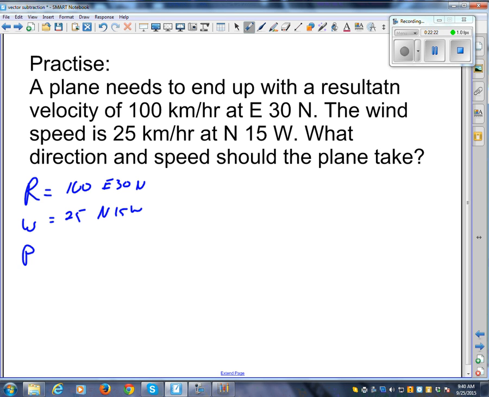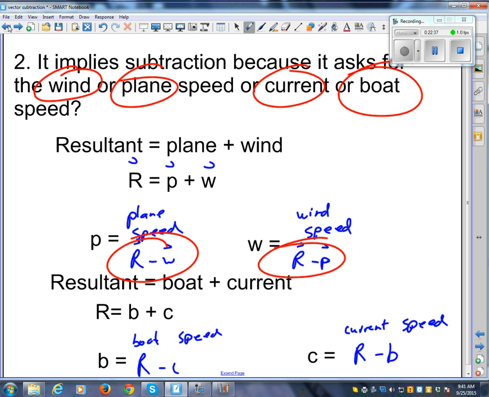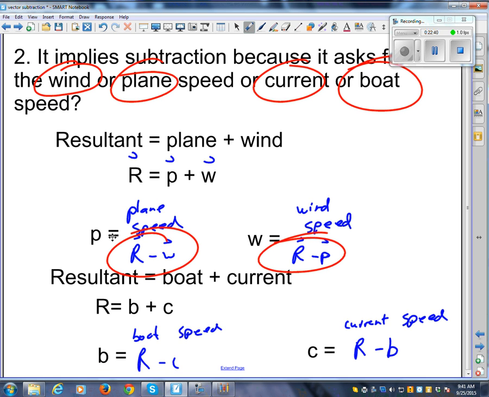You are solving for the plane. The resultant of a plane in wind is the plane plus the wind. And so the plane is the resultant minus the wind. Right? That's what we just did. We just talked about that right here. Plane speed is resultant minus wind.